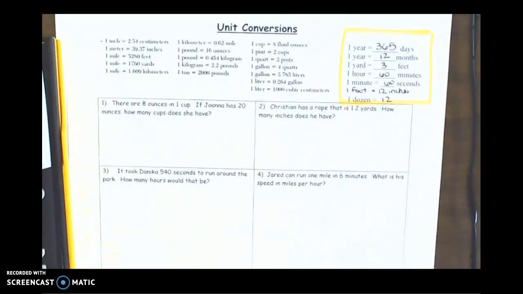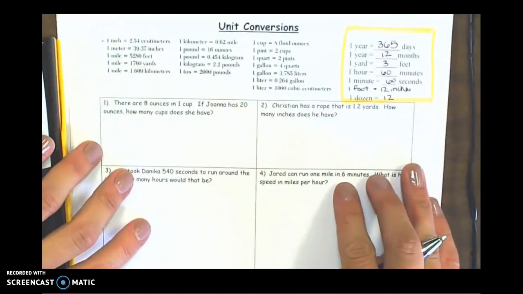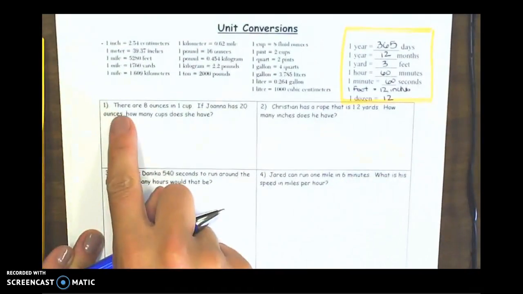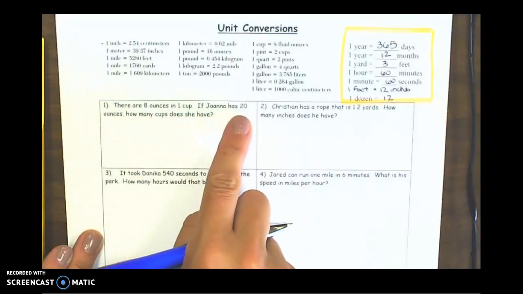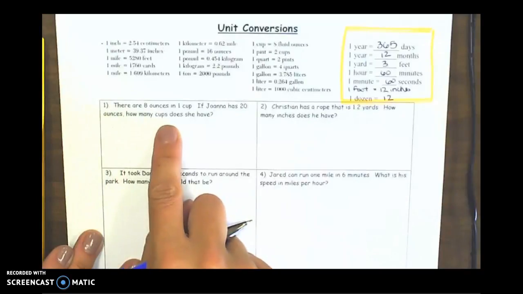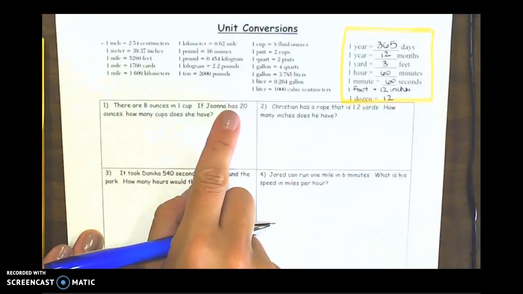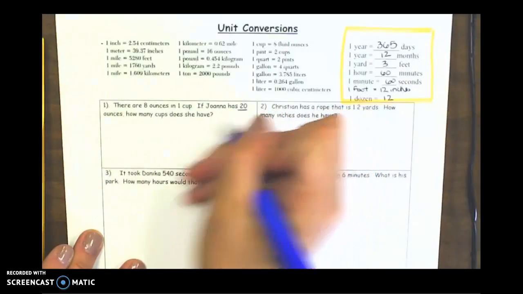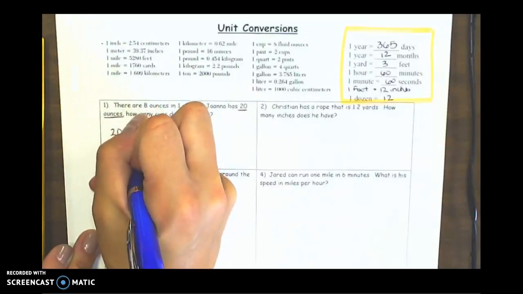So these are all of your different conversions, and these are going to be what's going to help us within our problems. So let's go ahead and take a look at the first one. There are 8 ounces in 1 cup. If Joanna has 20 ounces, how many cups does she have? Okay, so what we're going to do is you always start with whatever they give you in the problem. So here they're starting with 20 ounces. So I'm going to write 20 ounces.